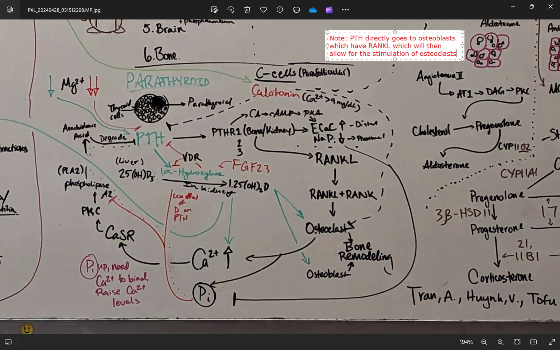And then phosphate will also inhibit the creation of vitamin D. And you also have FGF23, which will inhibit the 1-alpha hydroxylase, which will decrease vitamin D creation. Where are the VDR and FGF? I do not know, unfortunately. Those are just side notes that I had. I think those are the important parts.